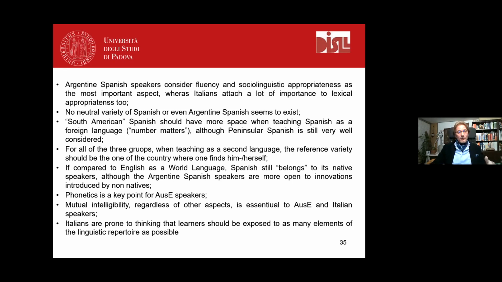Phonetics is a key point to Australian English speakers for some reason. And mutual intelligibility, regardless of other aspects, is essential to Australian English and Italian speakers. And Italians are prone to thinking that learners of the language should be exposed to as many varieties that make up the linguistic repertoire as possible. And this is something that I didn't find in the Australian English speakers and in the Spanish speakers.